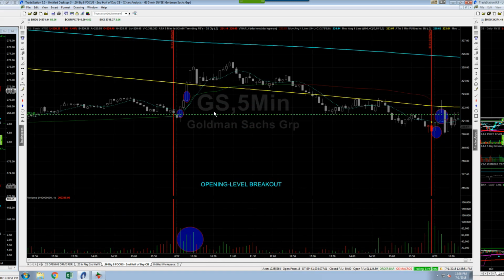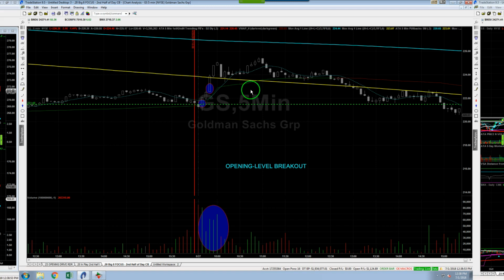So nice and simple entry, guys, but again, this is a very key level that we should be monitoring. Where the stock opens, draw your line in that chart, and as you can see, that becomes a pretty big pivot point for the day.